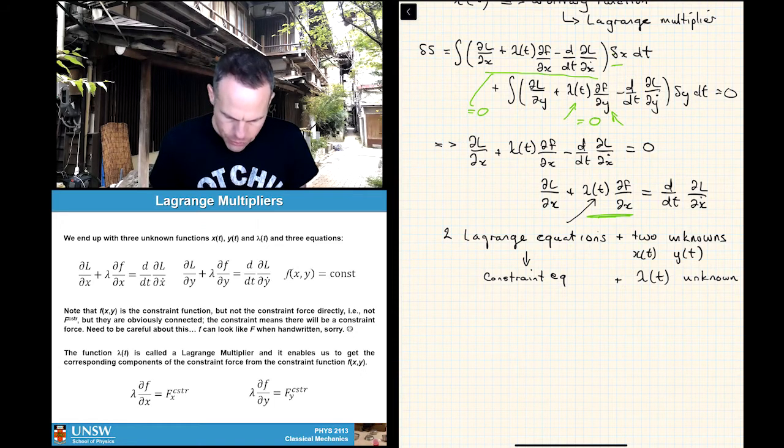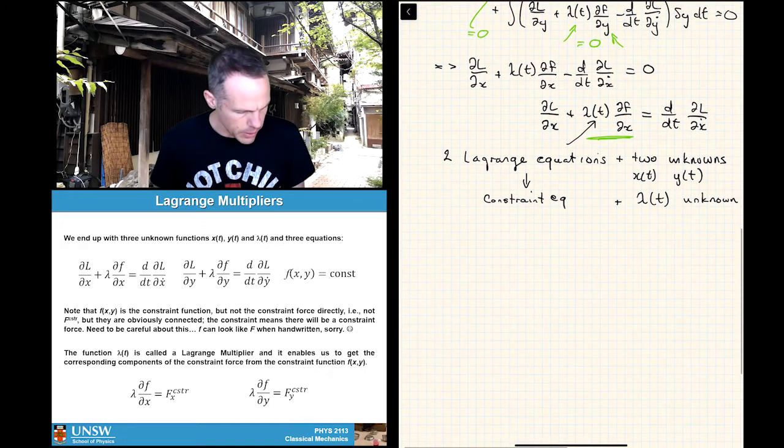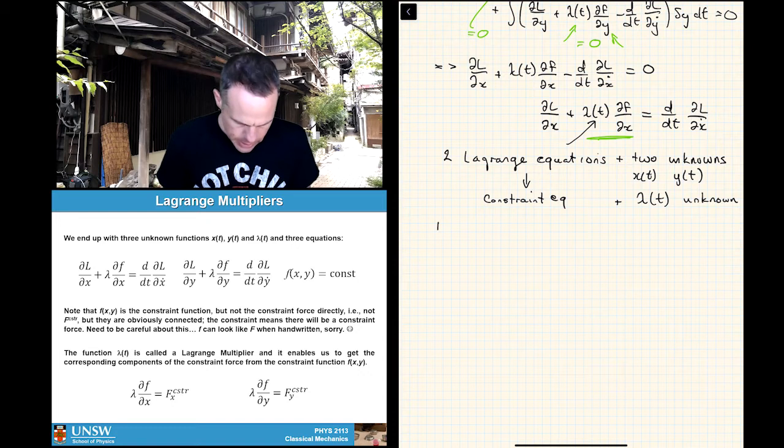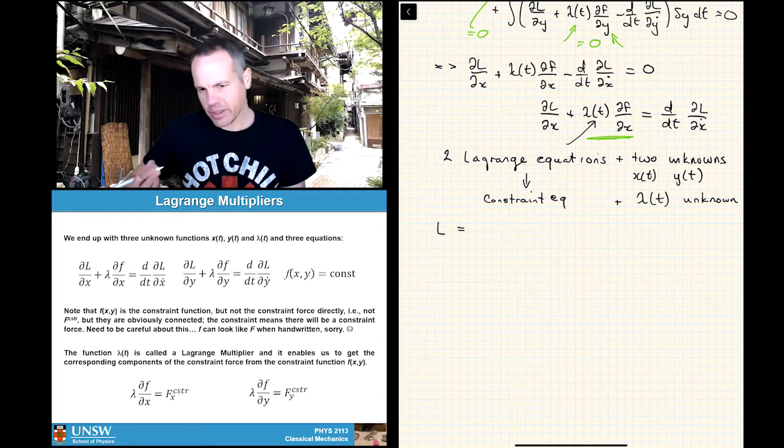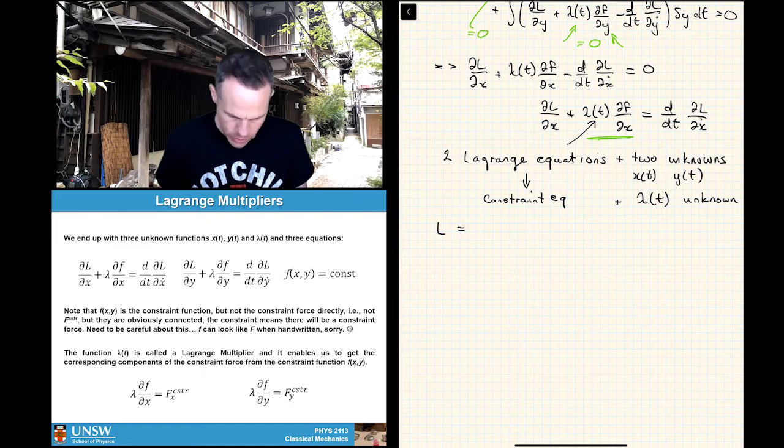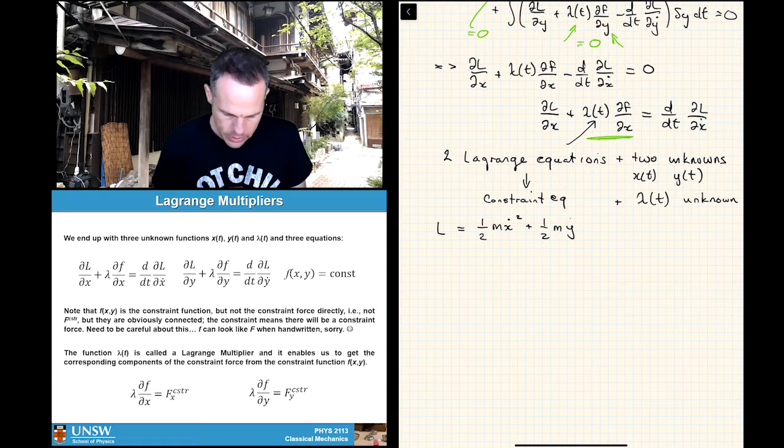All right, so let's see if we can put some meaning to this thing for a moment. Let's take a Lagrangian, and we'll treat it as kind of a generic Lagrangian for a moment. So it'd be something like a half m x dot squared plus a half m y dot squared minus U of x and y.